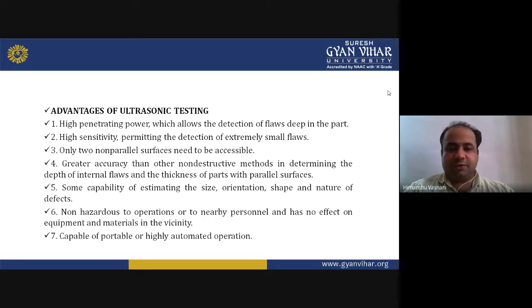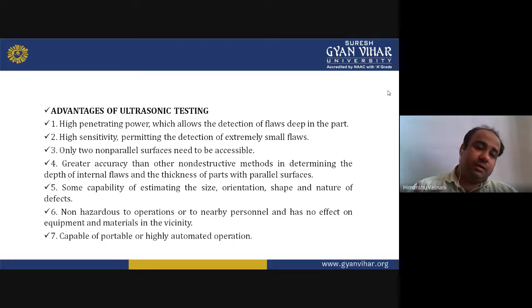It has some capabilities of estimating the size, orientation, shape, and nature of defects. It is non-hazardous to operations or to nearby personnel and has no effect on the equipment and materials in the vicinity, and it is capable of portable or highly automated operations. So these are the advantages of ultrasonic testing.